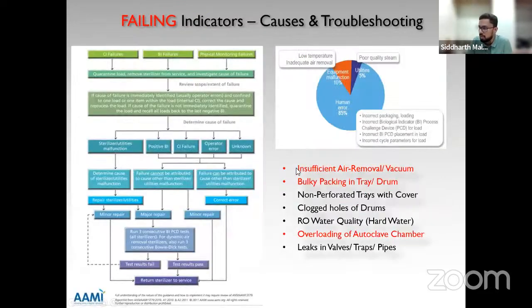Failing indicators is a good sign. It means that there was insufficient air removal or vacuum. It could also mean that your orthopedic trays, which are so full of instruments, if it is 15 or 20 kgs, it becomes a very bulky mass. In those things also, the indicators may not pass, or there may be droplets of water or moisture inside. So these are good ways of knowing whether your indicators are passing or not, and that will help you decide whether your autoclave is performing well or not.